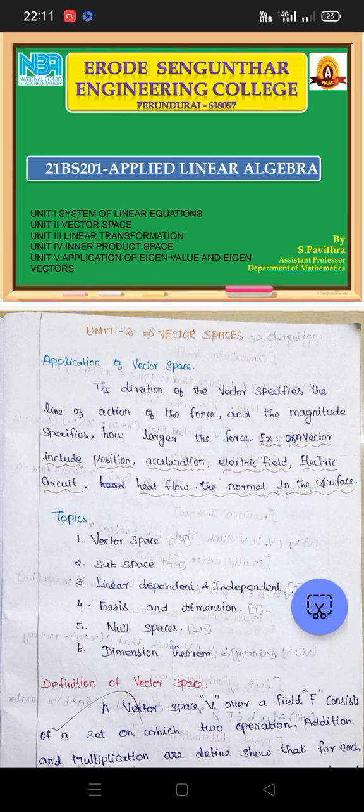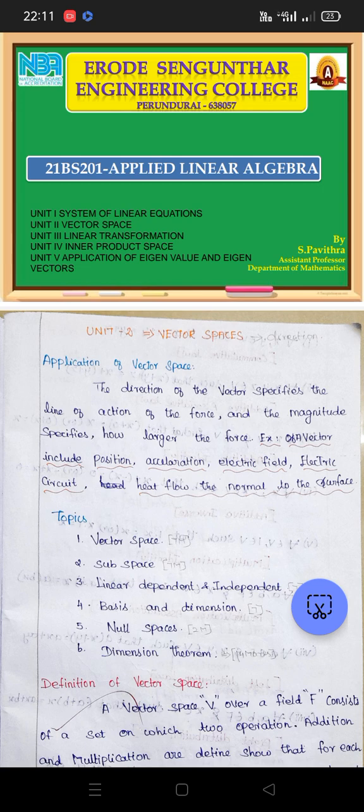Today we are going to discuss applied linear algebra. What is meant by linear algebra? Linear algebra is one of the important branches of mathematics, and it is basically the study of vectors and linear functions. This paper is studied in our college by the B.Tech CSE department in the second semester.